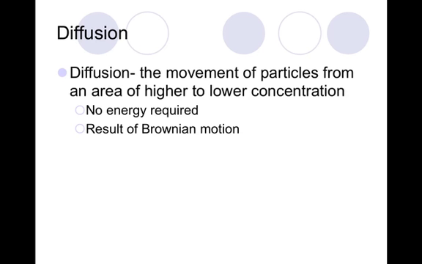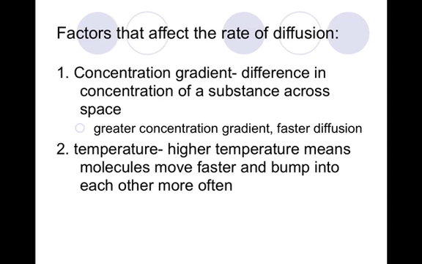Diffusion. This is when we took our pure perfume and at the front of the room, we let it off and we waited for it to go to the back of the room and we timed it. It's the movement of particles from an area of high concentration to low concentration. There's no energy required, and it results in Brownian motion. So the particles are going to just naturally move from their higher concentration of all the perfume in the bottle into the air.